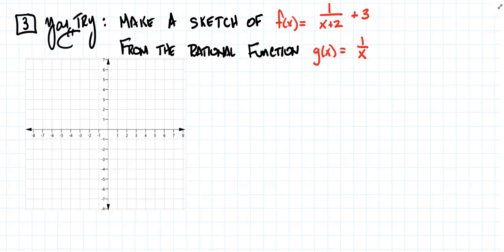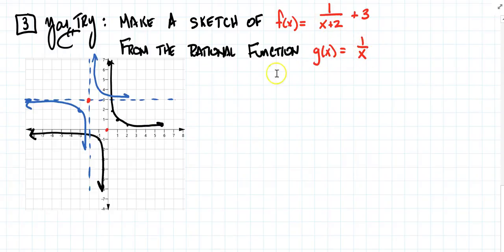Okay, hopefully you realize that 1 over (x plus 2) is going to move 2 units to the left and then 3 units up, so your new sketch would look like this. And you can easily identify these 2 points, -1, 4 and -3, 2. So that's what your sketch should look like in your notes.